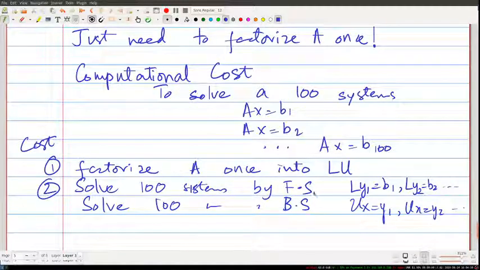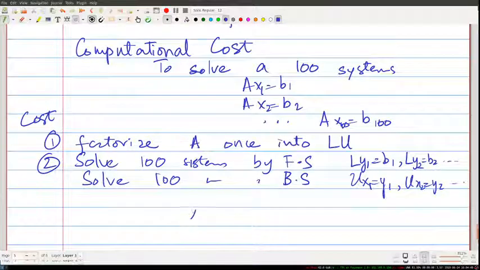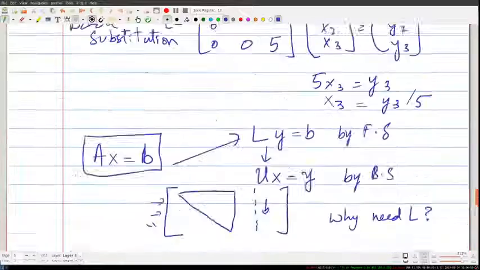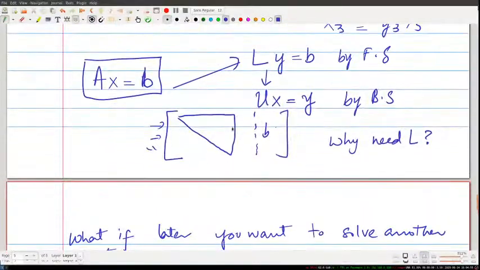So Ux = y1, Ux = y2, and so on. So you will get all of these x1, x2, x3, x100. At the end of this process, you will get x1 to x100. The important thing is that you need to do the factorization only once, and that's really important, because Gaussian elimination takes the most computation, and it takes the most amount of time.